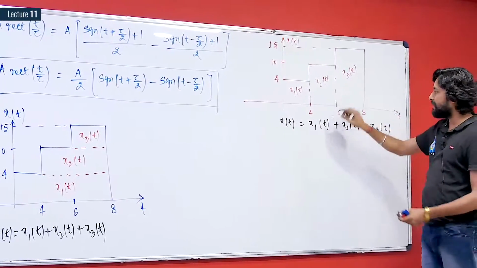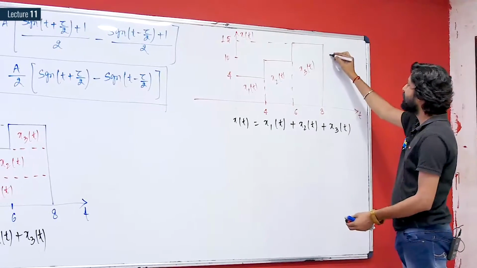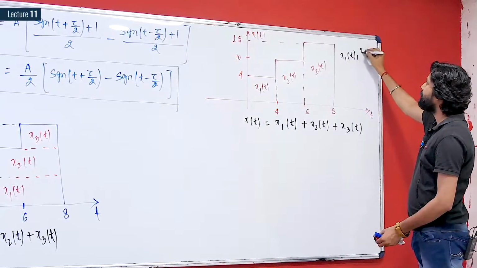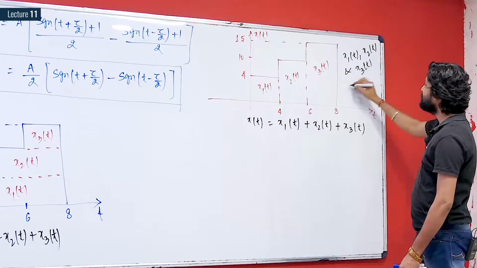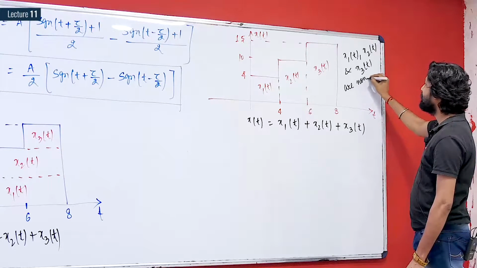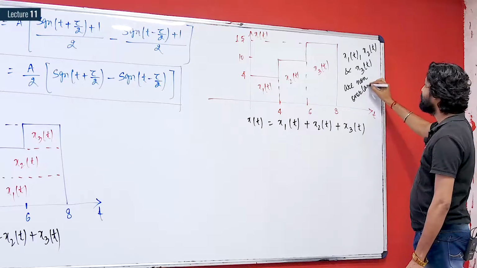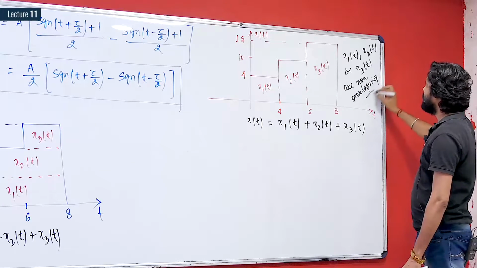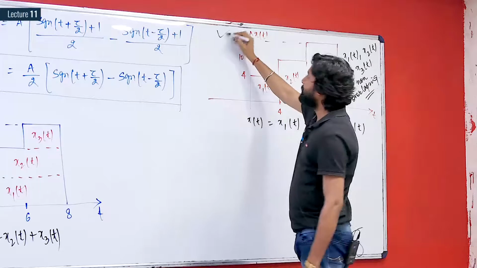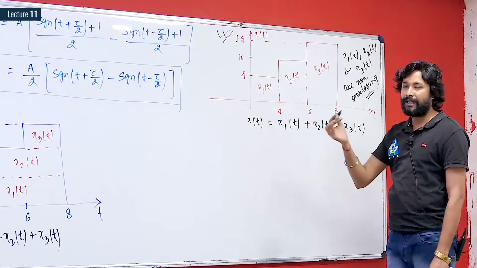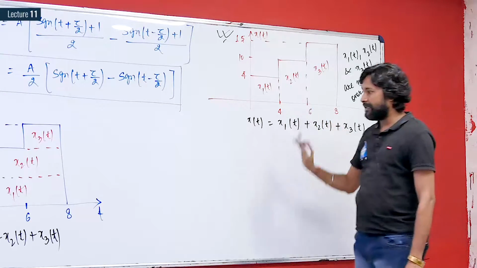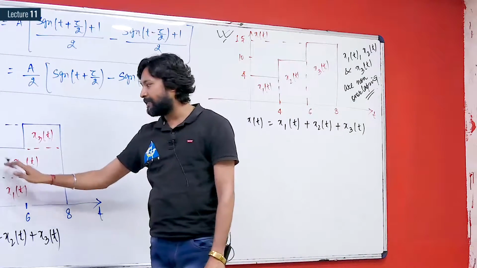So these functions x1t, x2t and x3t in this case are non-overlapping. These are non-overlapping functions, and we can say give preference to this representation where we take the functions x1, x2 and x3 as non-overlapping functions, but in this case we can take these functions also.